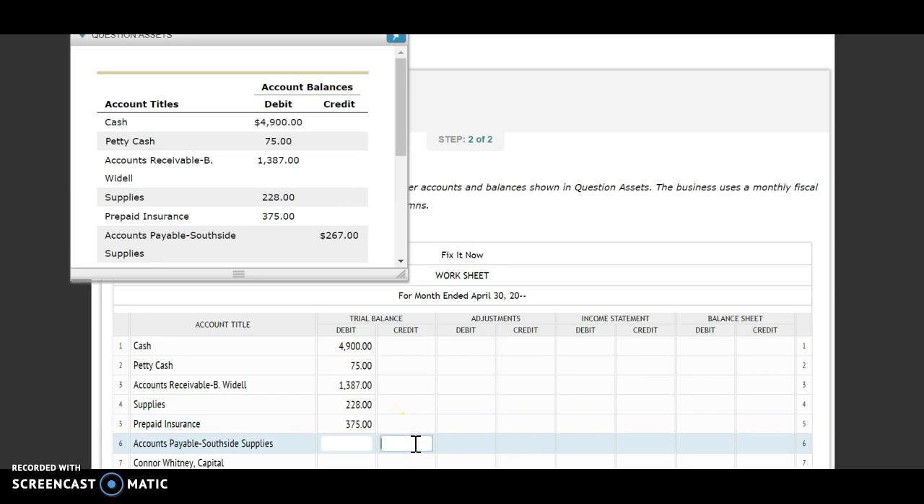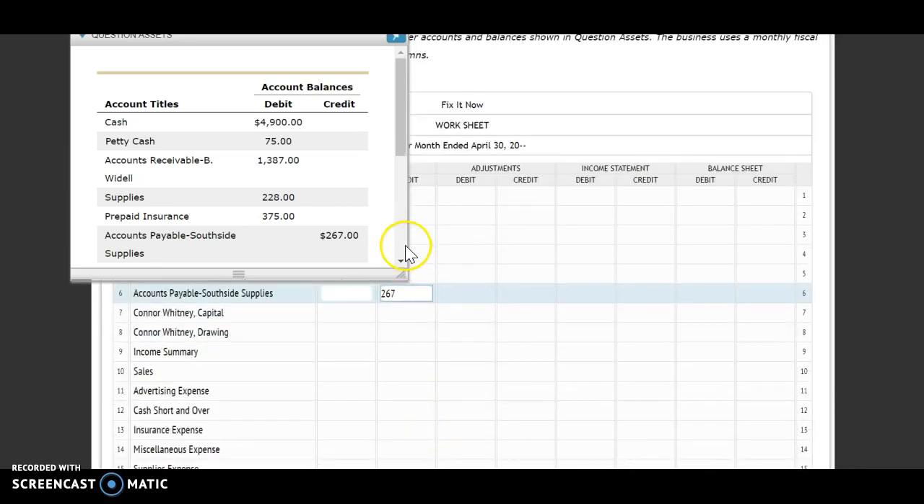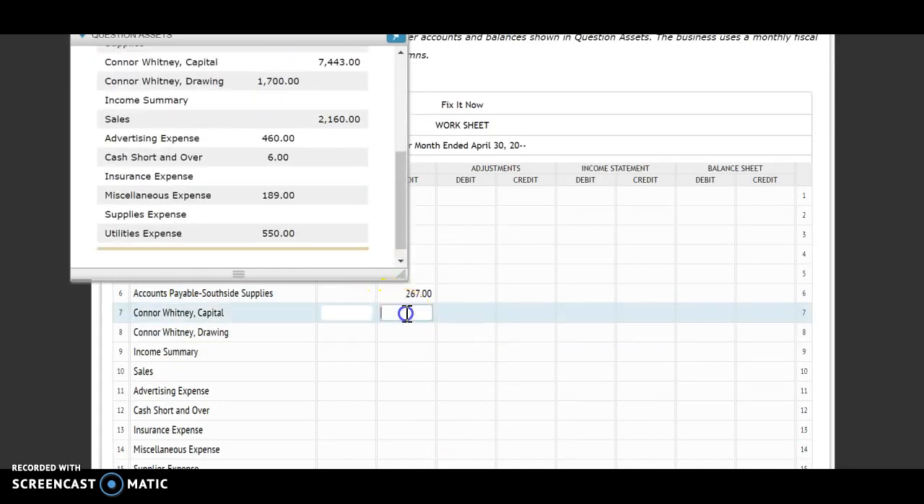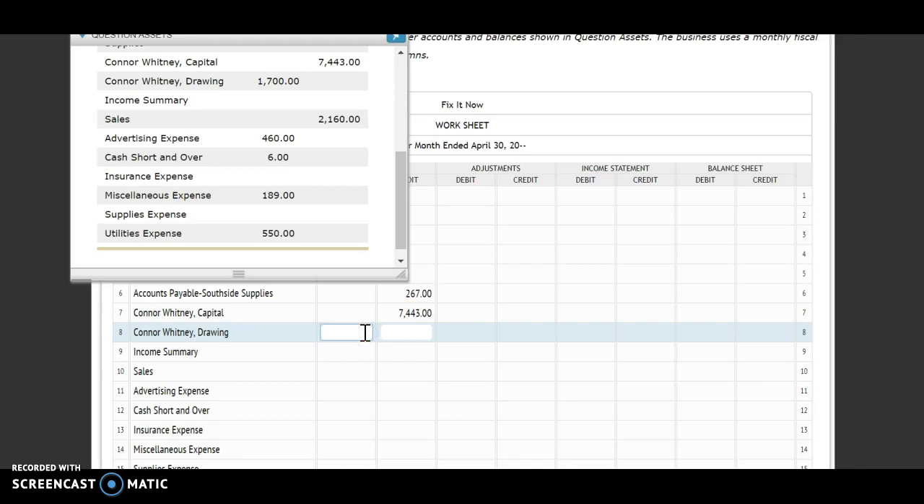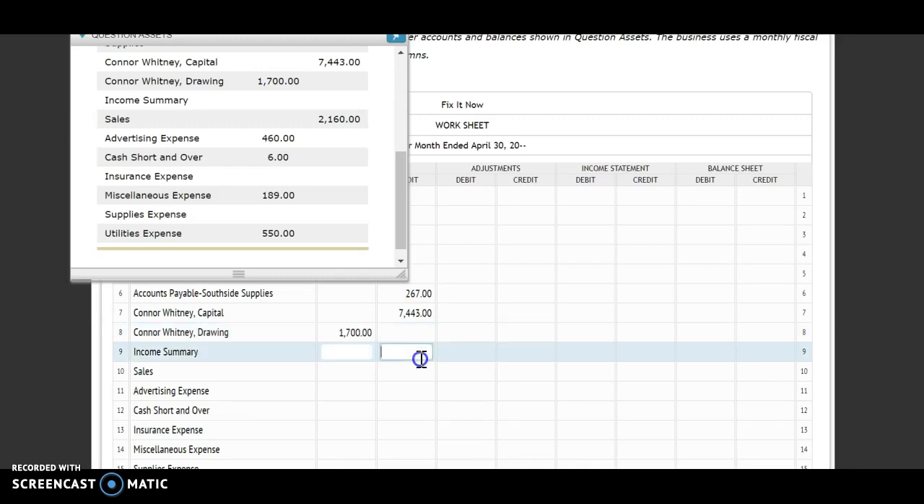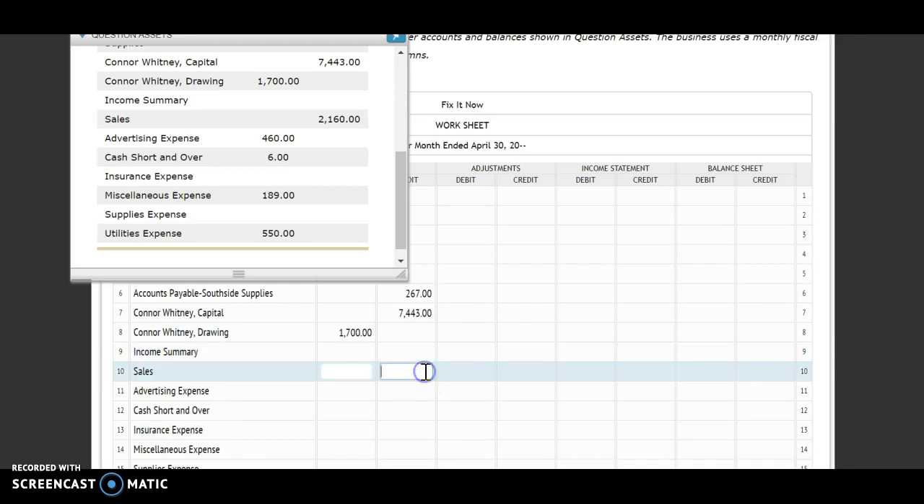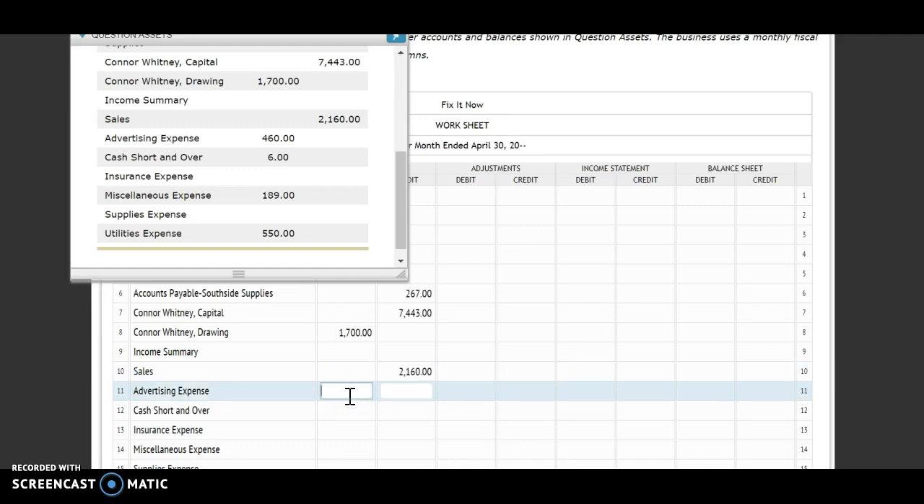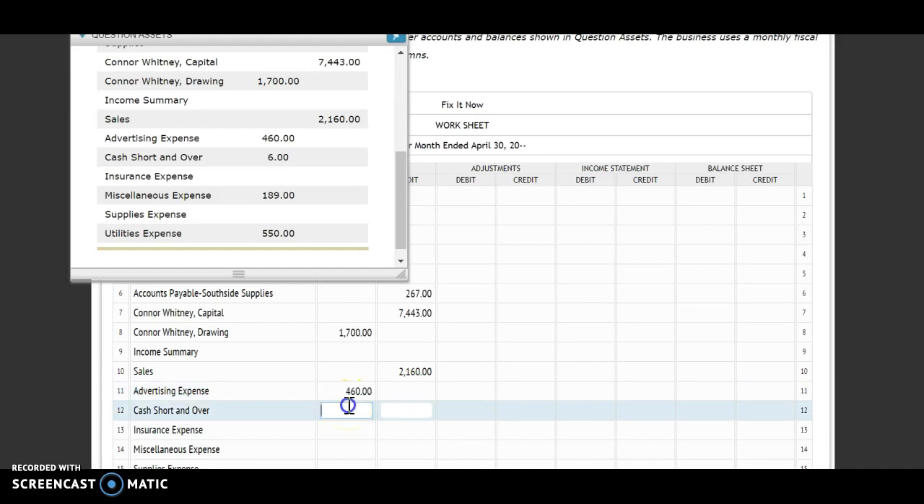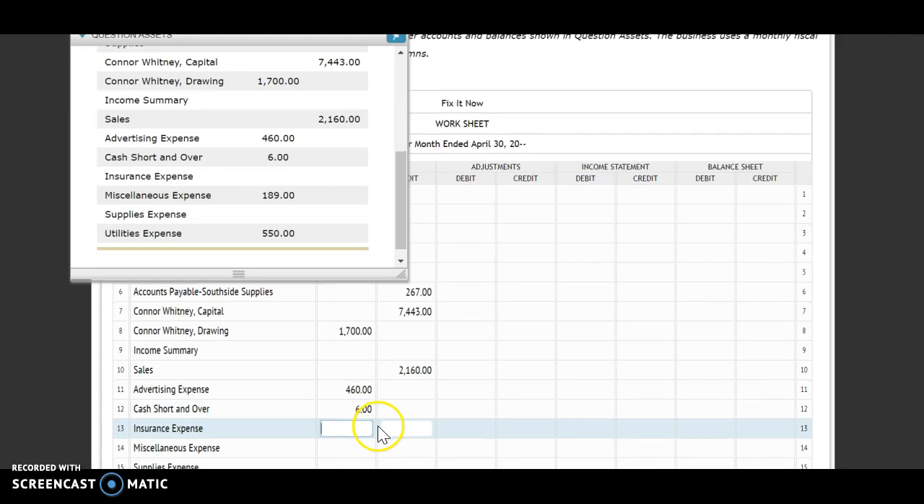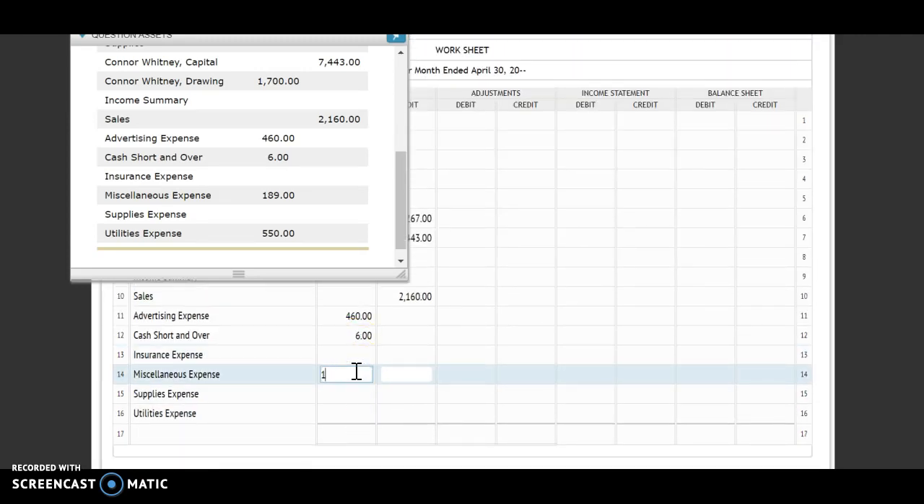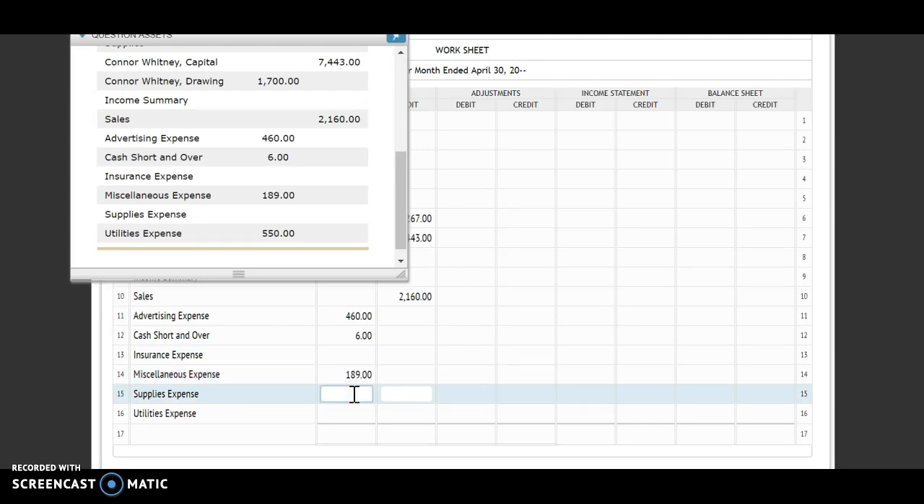accounts payable a credit of $267, capital is going to be a credit of $7,443, drawing is a debit of $1,700, income summary does not have a balance, sales is a credit of $2,160, advertising expense is a debit of $460, cash short and over is a debit of $6, insurance expense does not have a balance, miscellaneous expense a debit of $189, supplies expense does not have a balance, and utilities expense has a debit of $550.